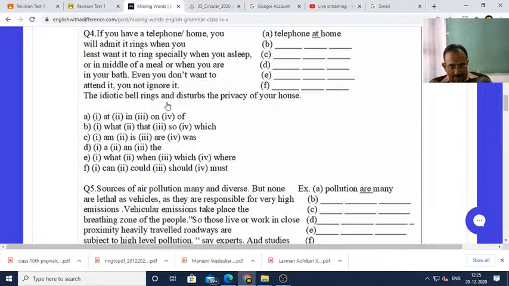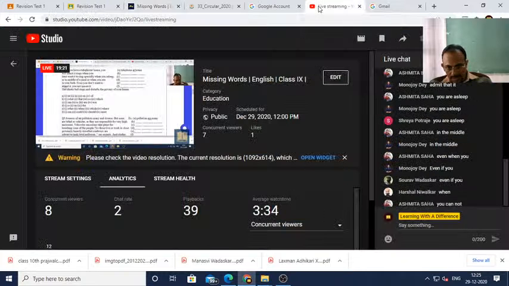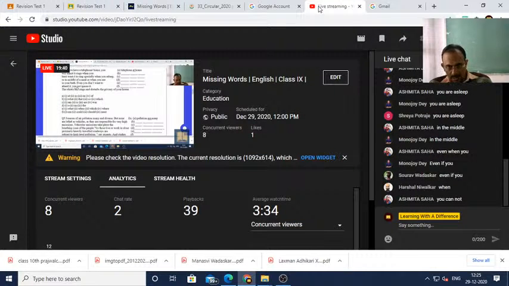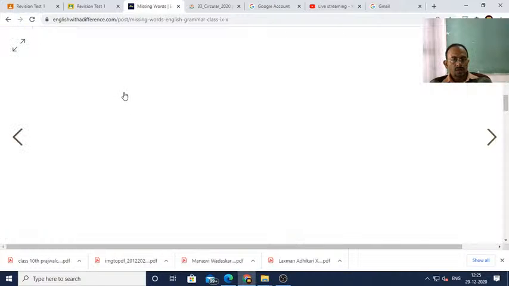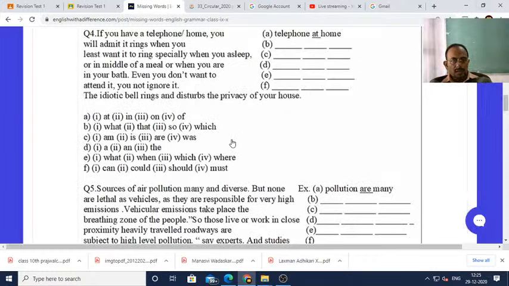Number F, now you tell me. You not ignore it. Even when you don't want to attend it, comma, you dash not ignore it. It's very simple, I hope you know it. You cannot. Yes, correct. You cannot ignore it. The idiotic bell rings and disturbs the privacy of your house. Okay, a telephone.